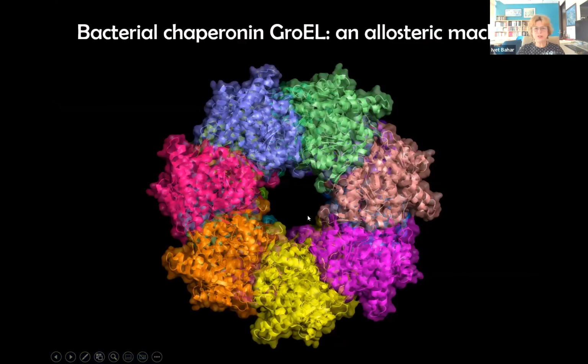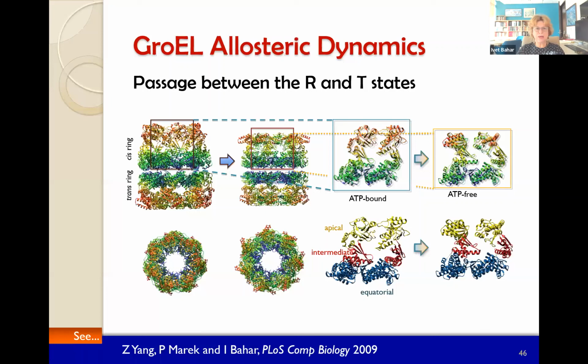Now, for example, if you consider a large allosteric machine, GroEL, and to make things easier, let's consider its two subunits only. Actually, these are all heptamers. A heptameric ring, another heptameric ring. And what happens is that when there is ATP binding to this form, it undergoes a transition into this more extended form, or vice versa. So there is a transition between the ATP bound and ATP free forms.